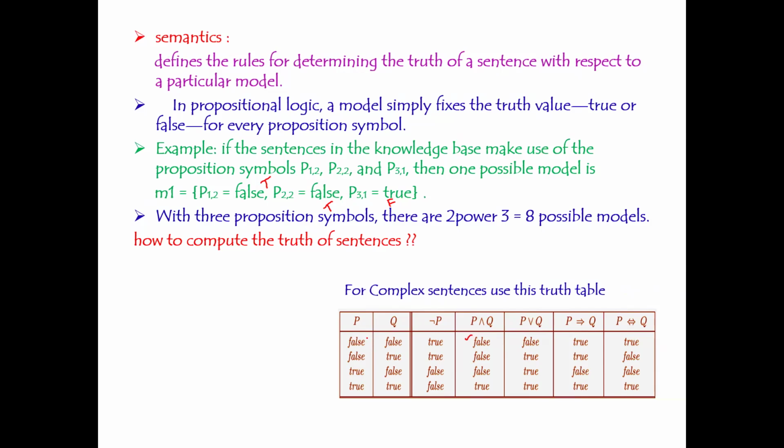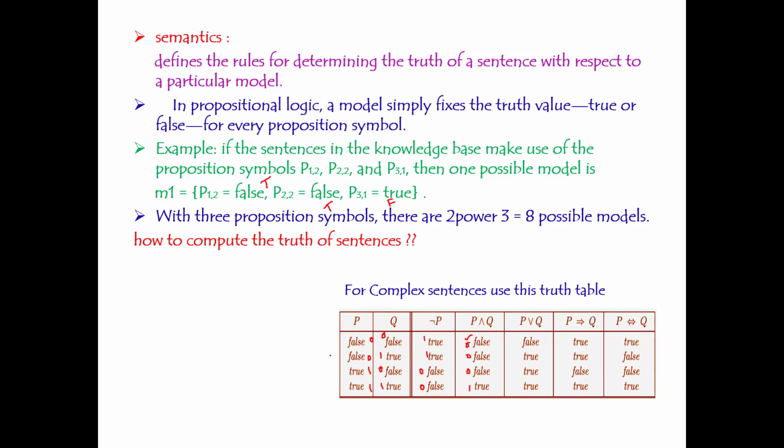Some people will also denote this as 0, 0. False is 0, true is 1. So 0,0; 0,1; 1,0; 1,1. This is also valid. So true we will be denoting as 1. I think you might already be aware of this truth table by this time. But if you are new, you can also learn. No issue.